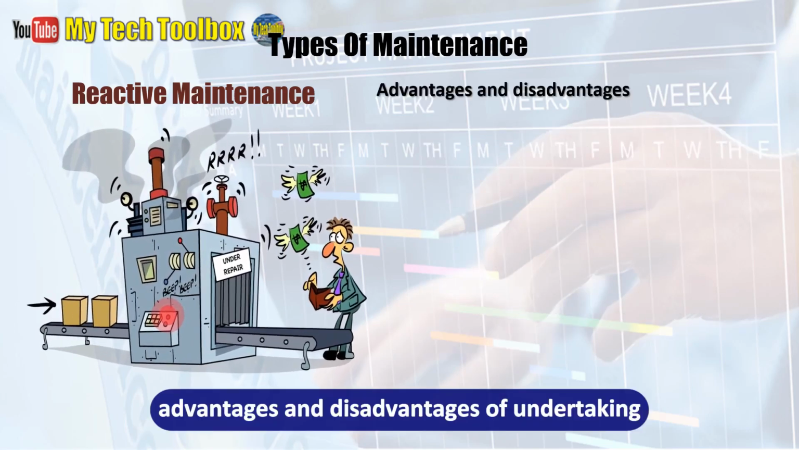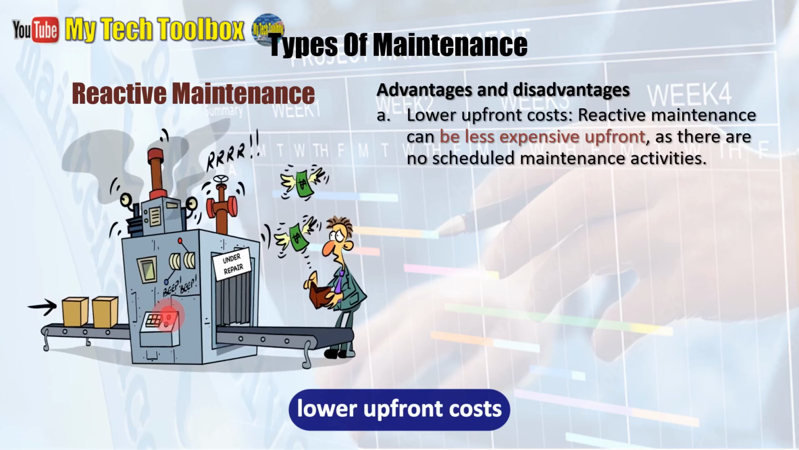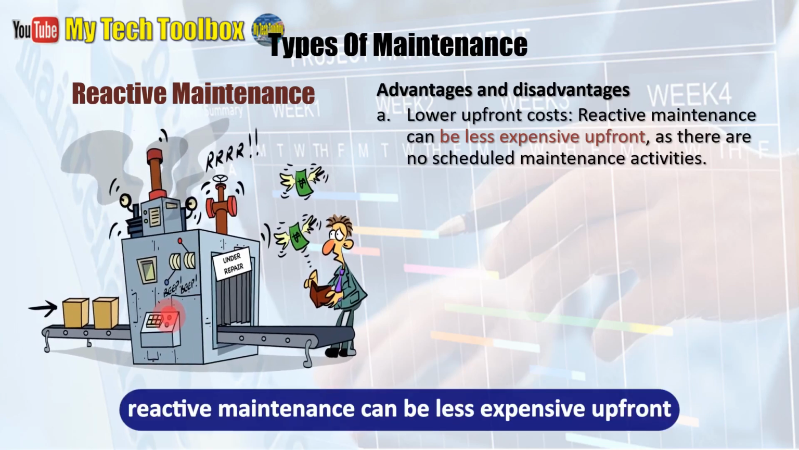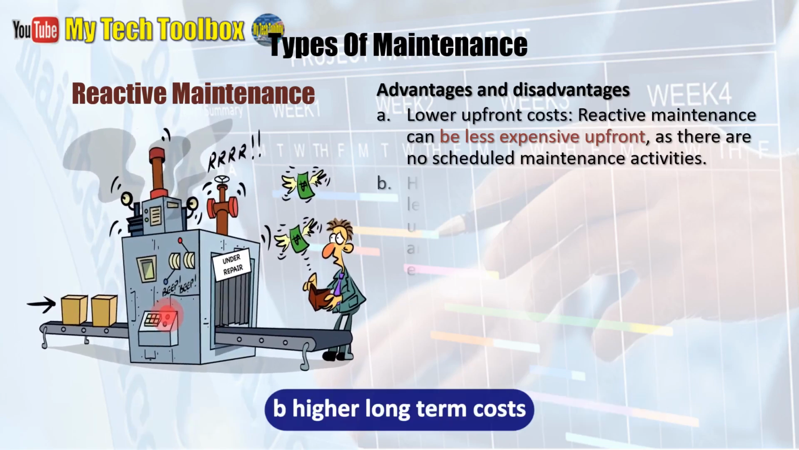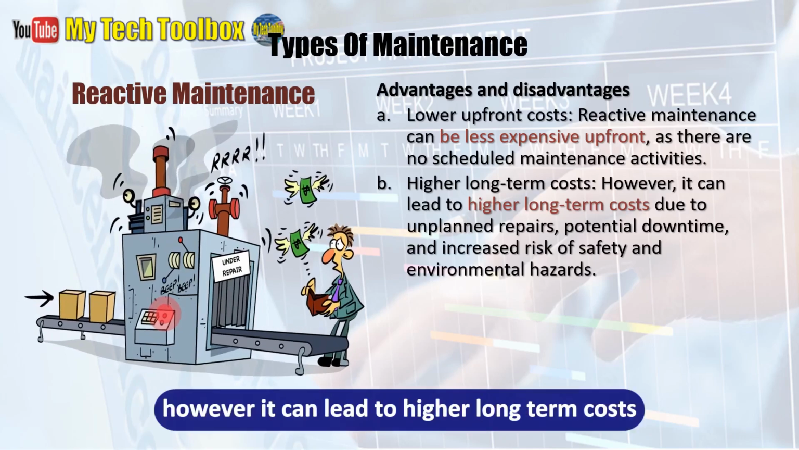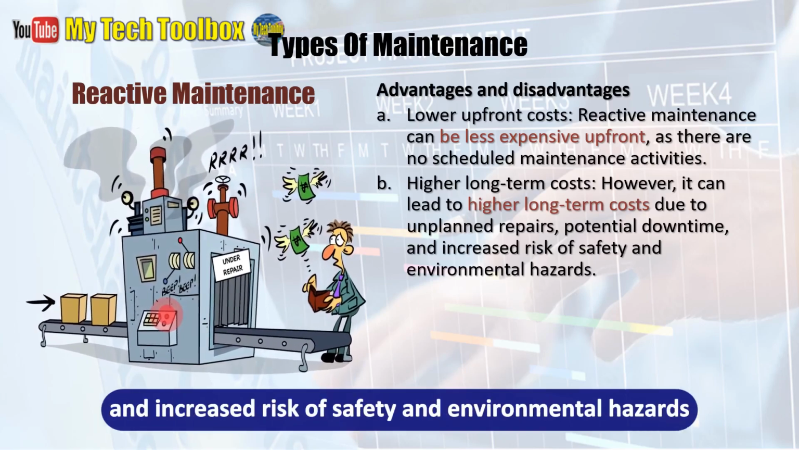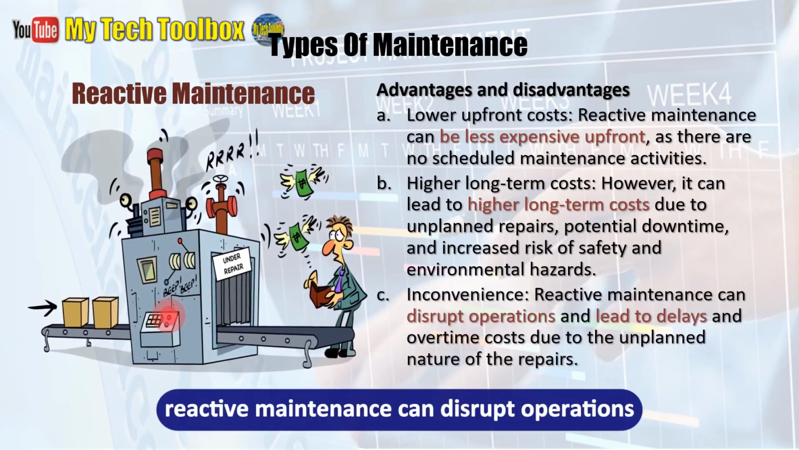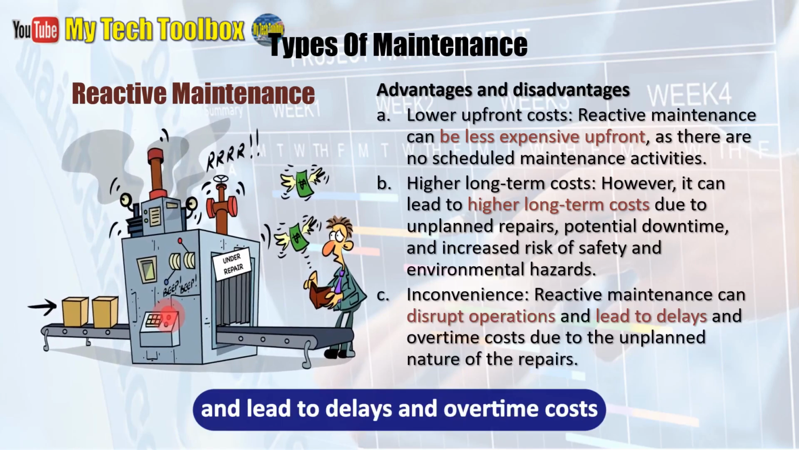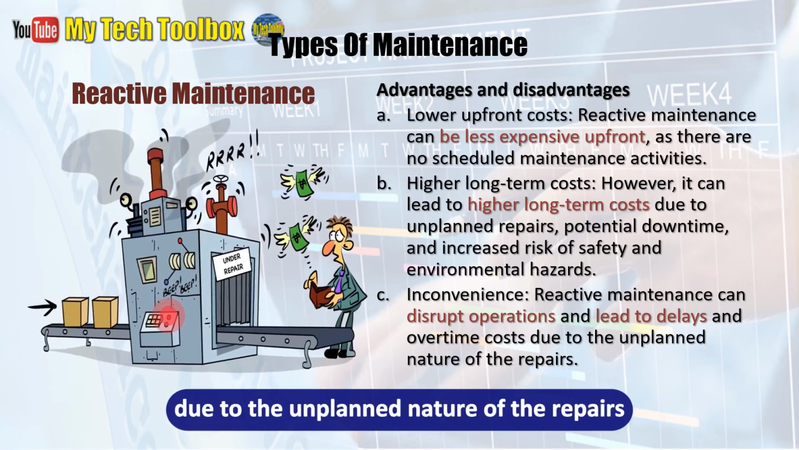Advantages and disadvantages of undertaking reactive maintenance are: A. Lower upfront costs. Reactive maintenance can be less expensive upfront, as there are no scheduled maintenance activities. B. Higher long-term costs. However, it can lead to higher long-term costs due to unplanned repairs, potential downtime, and increased risk of safety and environmental hazards. C. Inconvenience. Reactive maintenance can disrupt operations and lead to delays and overtime costs due to the unplanned nature of the repairs.